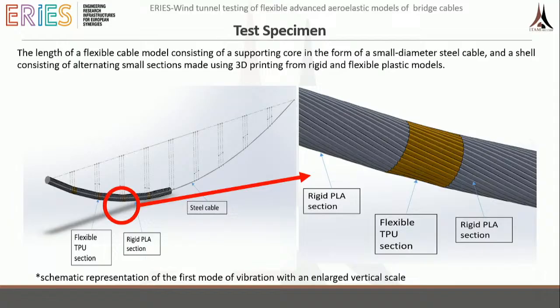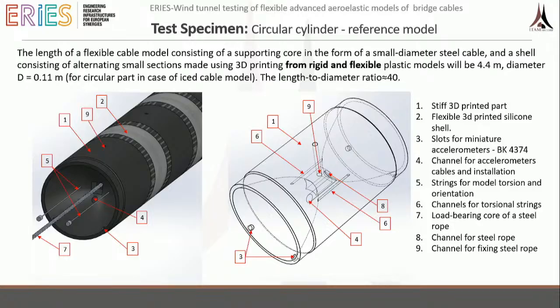So what's shortly about the test specimen? We decided to make a cable. This is a little bit exaggerated. This is not like this. This sag is not that big, but it's composed from rigid parts made by additive manufacturing and also flexible parts from TPU sections. Inside of this cable is a steel cable, which is there because we can change the frequency of this.